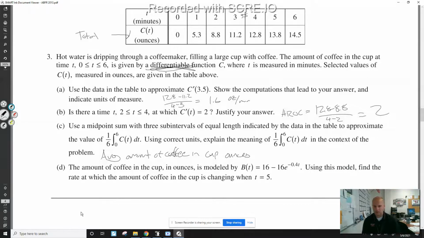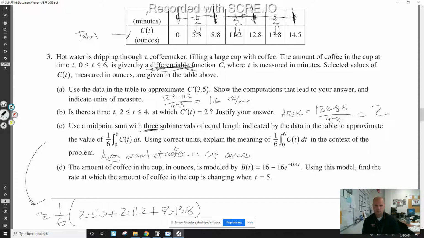The midpoint Riemann sum. 3 subintervals. That means from 0 to 6, we'll need to go from 0 to 2. That base length's 2. You will use the height in the middle. 2 to 4, the base length's 2. Height is 11.2. 4 to 6, the base length's 2. Use the middle height. So the approximation is 1/6 times 2 times 5.3 plus 2 times 11.2 plus 2 times 13.8. Boom. Okay.